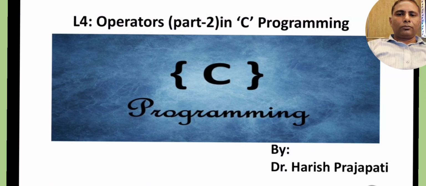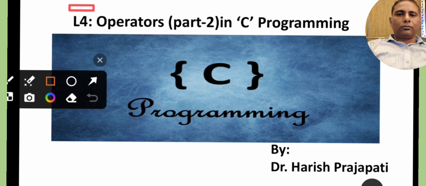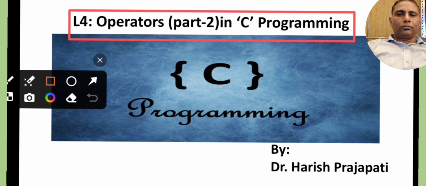Dear students, in this lecture 4, we are going to see the operators in C. In the previous lecture number 3, we have seen part 1 of operators. In that lecture 3, we have seen two operators, that is the arithmetic operator and the increment and decrement operator.